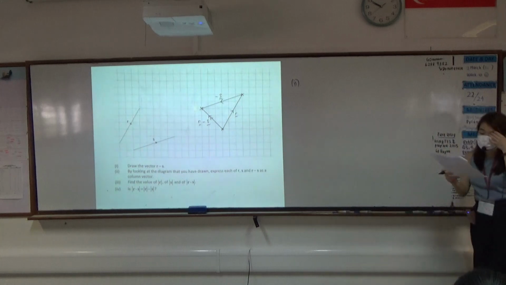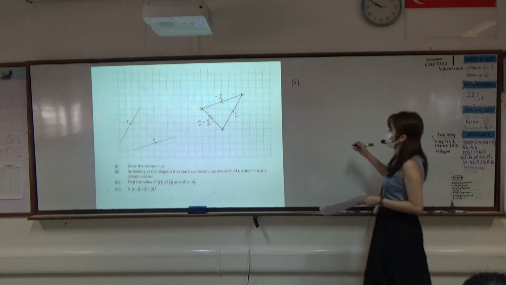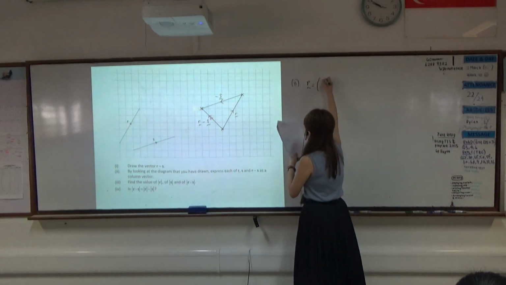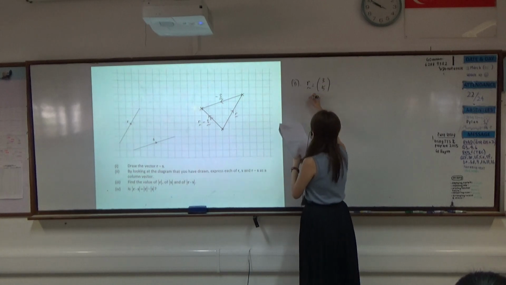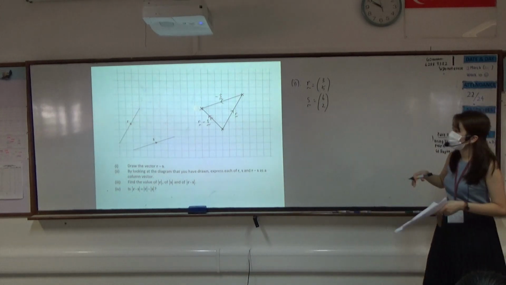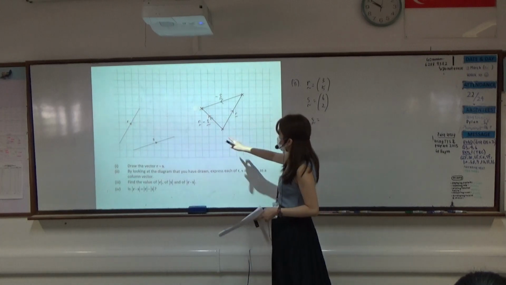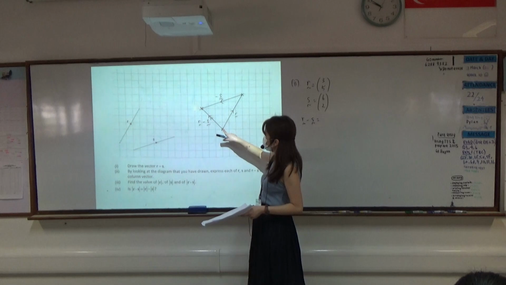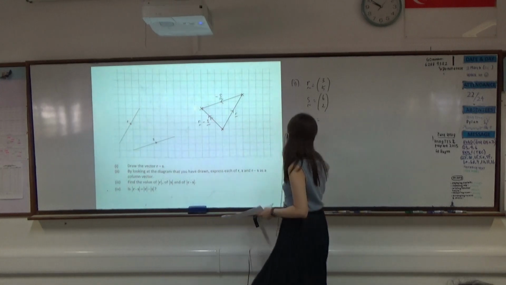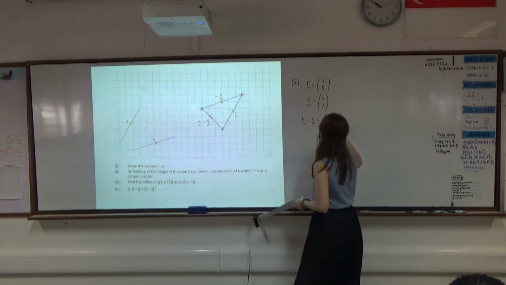Then in part 2, by looking at the diagram that you have drawn, express the vectors as a column vector. So the vector R is (3, 5). Vector S is (6, 2). Okay, and from the diagram, I see that R minus S is actually going to the left by 3 units, negative 3, going up by 3 units, so positive 3.